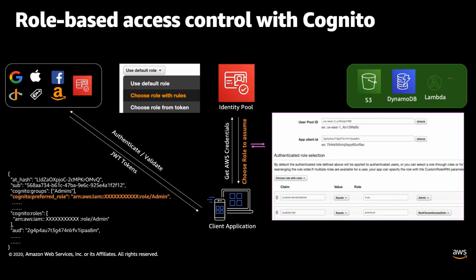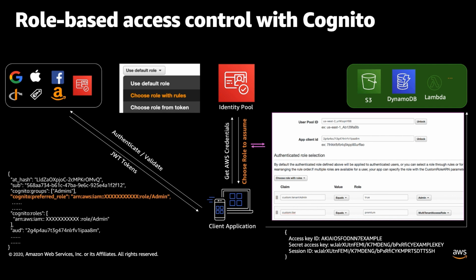And this allows you to add multiple sequential matching rules, as in the screenshot here. Each rule will compare a claim from the token to a fixed value. And if the rule matches, the assigned IAM role will be selected. Order of these rules matters here. The first match will decide which IAM role to assume, and if there is no match, you can decide whether to deny the access or just fall back to the default IAM role. In all cases, you will get an access key ID, a secret, and a session token, and then your application can use these credentials to access AWS resources with the SDK.